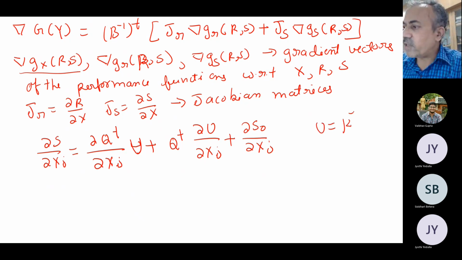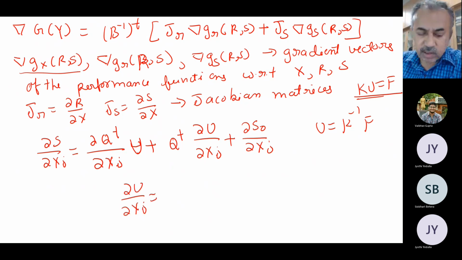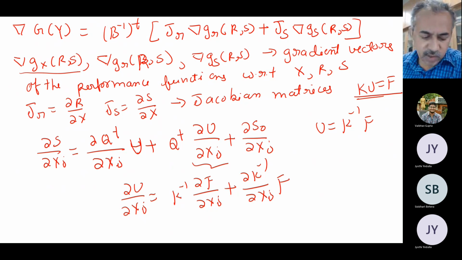UV is anyway K inverse into F, because KU is equal to F, we can write. So from this expression, you can also write dou U by dou Xj. This also you have to compute, because it comes in this expression. So this turns out to be K inverse into dou F by dou Xj plus dou K inverse by dou Xj into F. So the derivatives will be there.